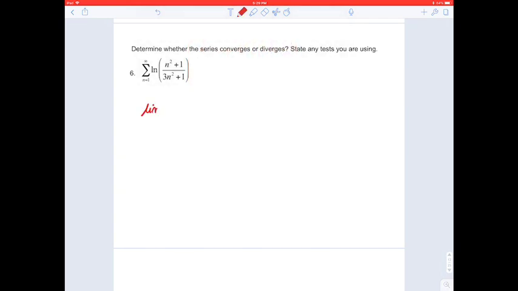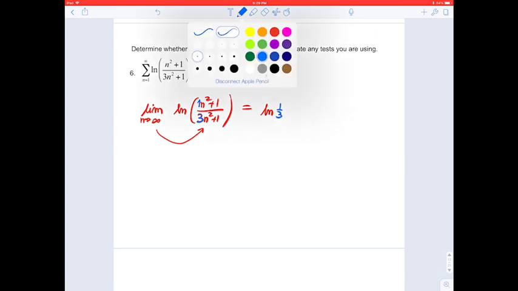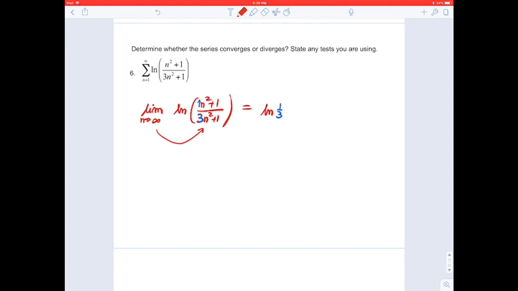Example number 6, the same thing. Let's try to jump to the limit right away. Check how the sequence ln of (n squared plus 1) over (3n squared plus 1) behaves at infinity. The natural logarithmic function is a continuous function. That means I can just compute the limit of the inside function, and we can see the ratio of polynomials, 1n squared, 3n squared, 1/3. That means the final answer is ln of 1/3. I can leave it like that. It's a finite number different than 0.